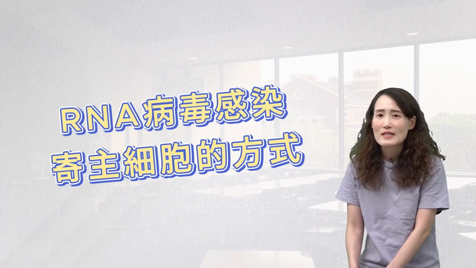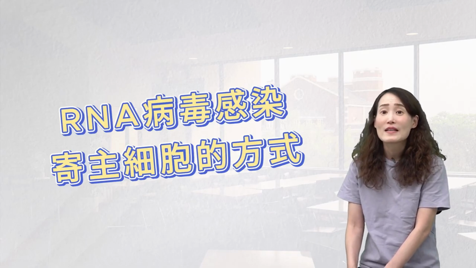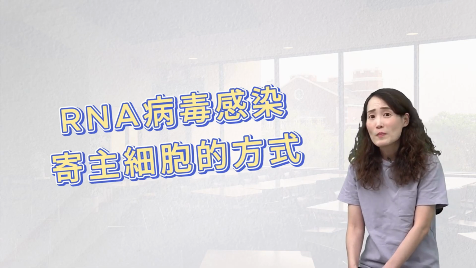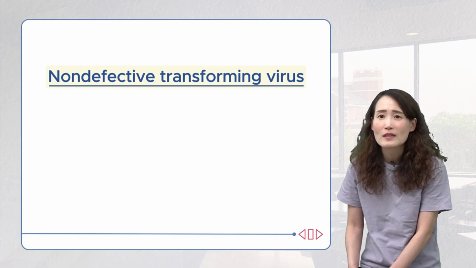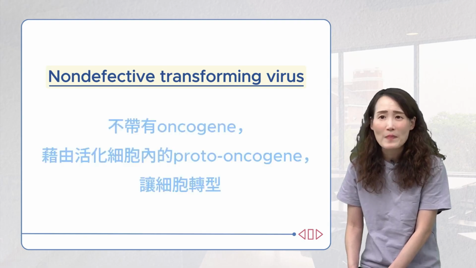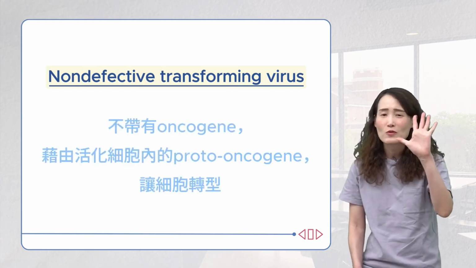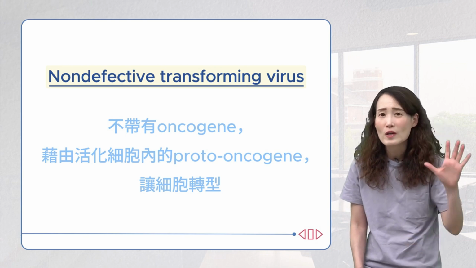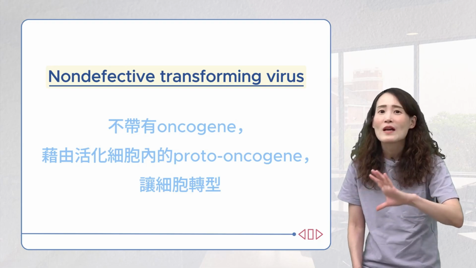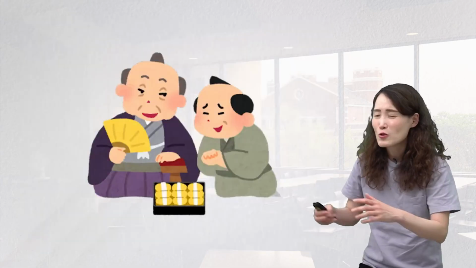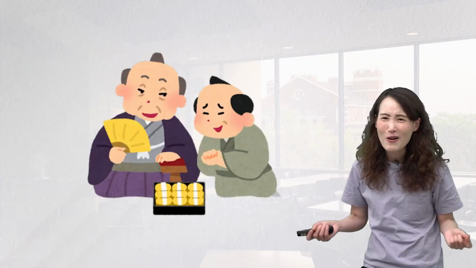Next, I will give examples of how these RNA viruses infect host cells compared to how DNA viruses infect host cells. DNA viruses have a method called non-defective transforming virus, which itself does not carry an oncogene, but it can activate proto-oncogenes in the cell and transform the cell. To illustrate, it is like entering a cell and persuading a delinquent to quickly become a big bad guy. So this process takes a little longer.